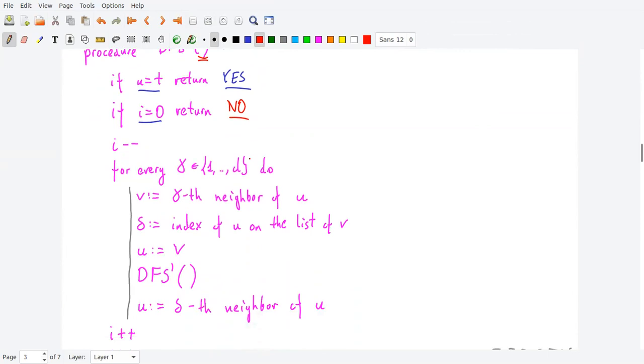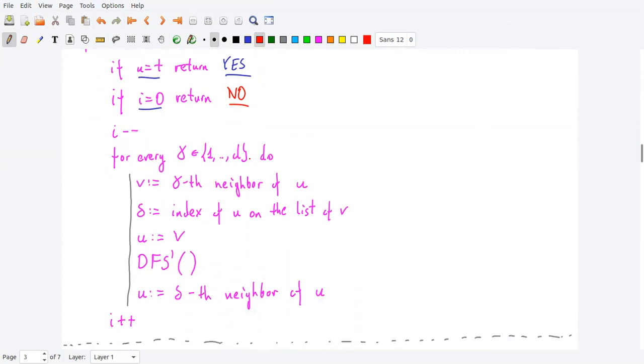Otherwise I am doing the recursive calls. Here I decrement the budget for the depth, and then I go through all the neighbors of my current vertex, that is, all the indices of edges going out of the current vertex. For every gamma from 1 up to d, I look at v, the gamma-th neighbor of u. So here is u, and here are the first, the second, the third, and the d-th neighbor.